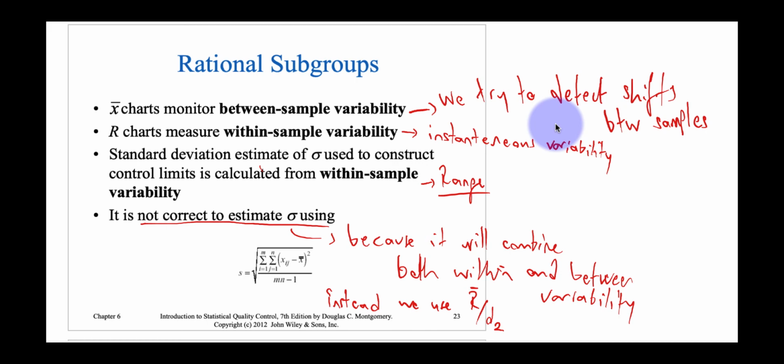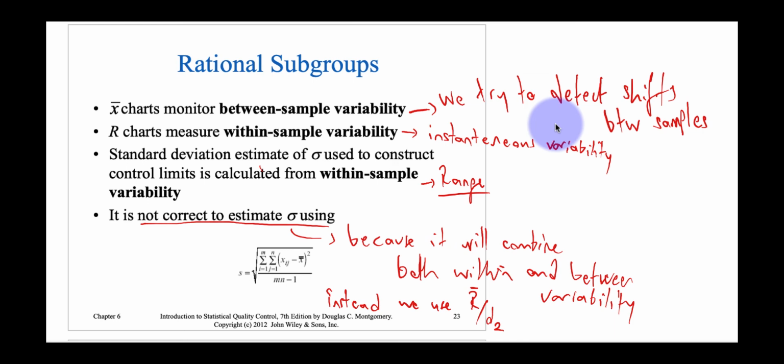Okay, so X-bar charts monitor the between-sample variability, and X-bar charts try to detect shifts in the process mean. And R charts measure the within-sample variability, and it is instantaneous variability because the observations are mostly taken consecutively. And we are estimating the standard deviation, the variability, by range values, and we are trying to reduce this variability too. Okay.